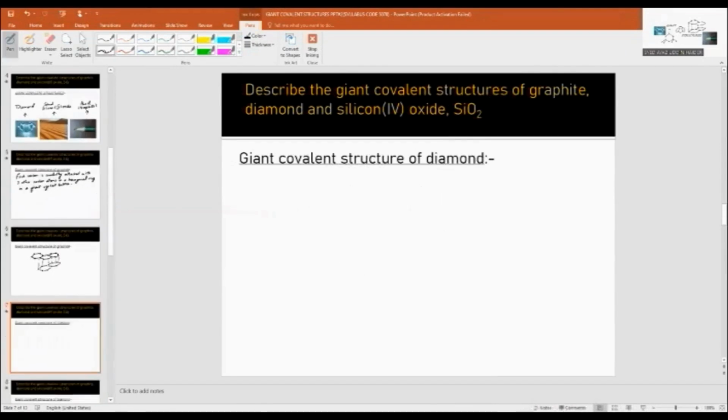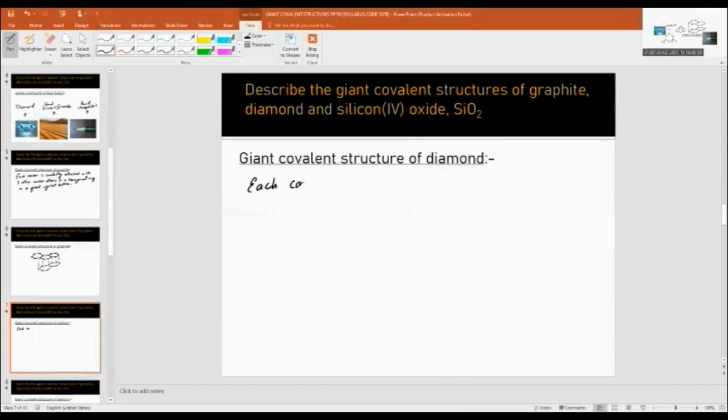Now let's talk about diamond. In diamond, each carbon shares electrons with 4 other carbon atoms, forming 4 single covalent bonds. So each carbon is covalently attached with 4 other carbon atoms.